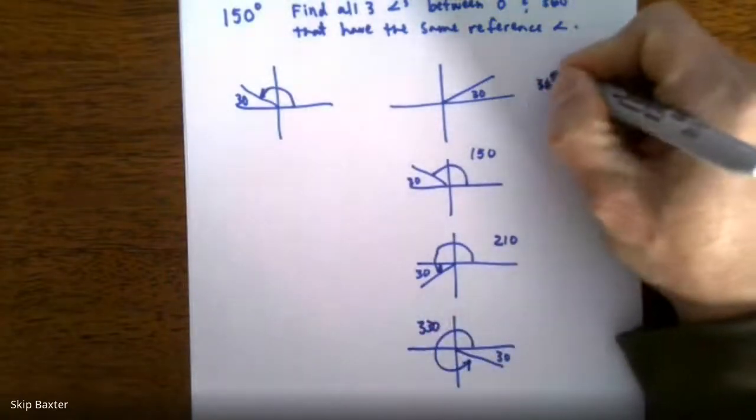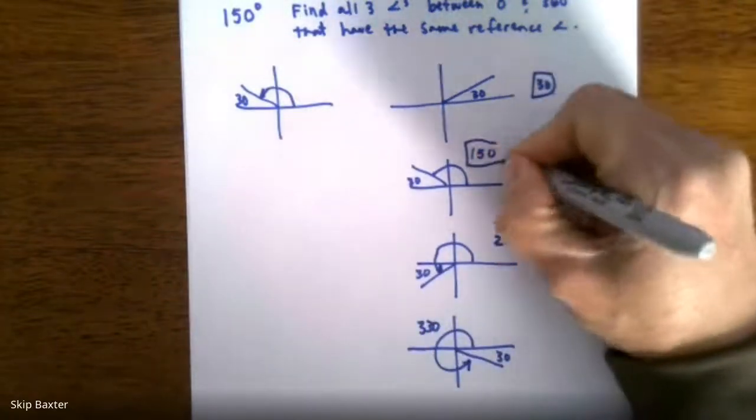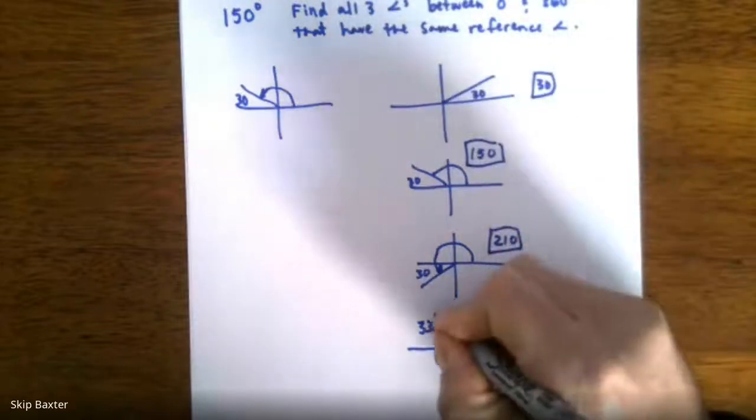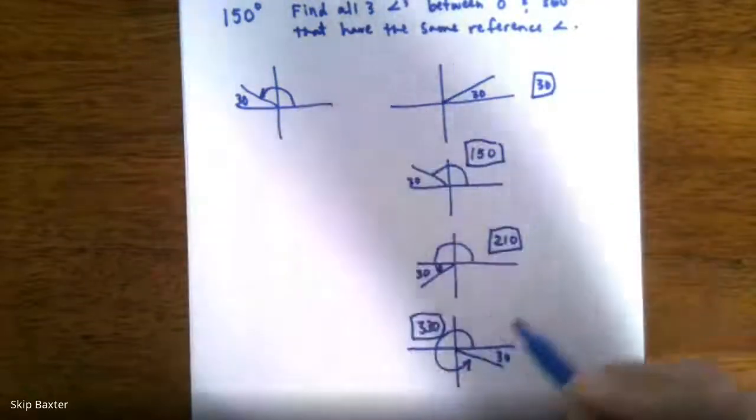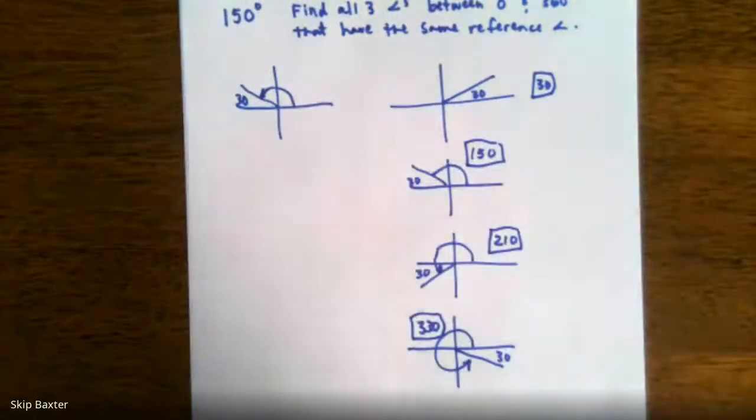All right, so that's what they're looking for. They're looking for the four angles that all have the same reference angle as 150 degrees. Okay, so just figure out what the reference angle is, and then just do the calculations for each of the four quadrants. All right, that's it for today.